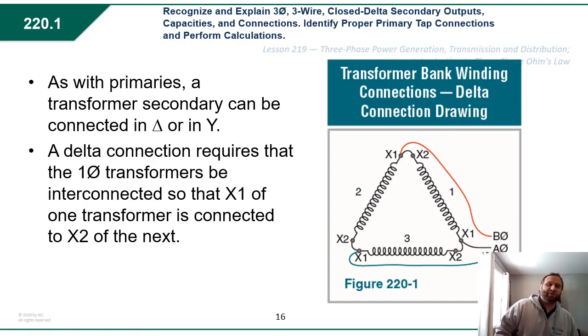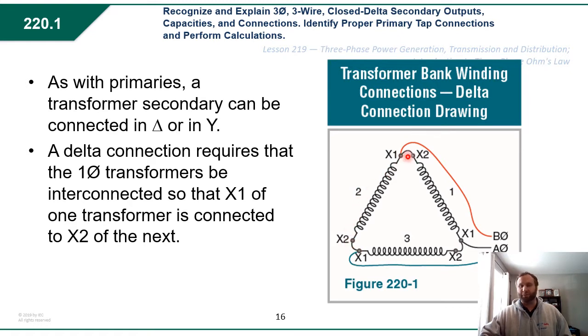As with primaries, a transformer secondary can be connected in delta or Y. Right now I'm going to talk about delta, and this delta connection requires that the single-phase transformers each be interconnected so that X1 of one transformer is connected to the X2 of the next, and so on and so forth. So you see that the X1 of transformer 2 here is connected to the X2 of transformer 1, and its X1 is connected to the X2 of transformer 3, and its X1 is connected to X2 of transformer 2, and we have a series loop here.